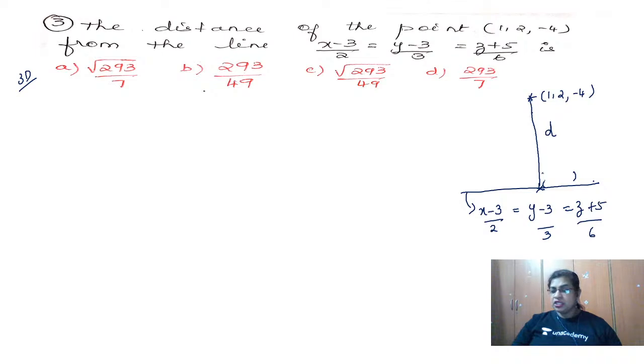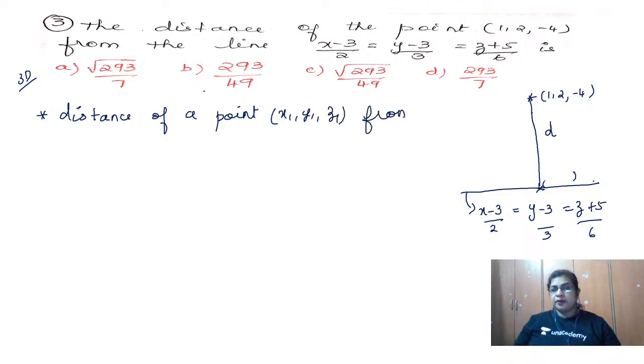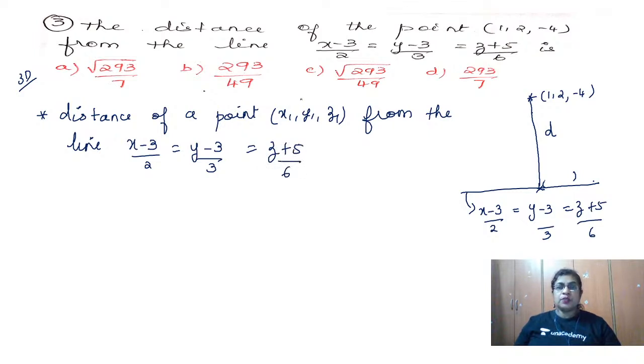So what is the shortcut? That is the distance of the point from the line. Make a note of that. So here the distance of a point, let that point be (x1, y1, z1), from the line (x - 3)/2 = (y - 3)/3 = (z + 5)/6. Don't get confused. This point and this point here are not the same. That's why I did not write the standard form.